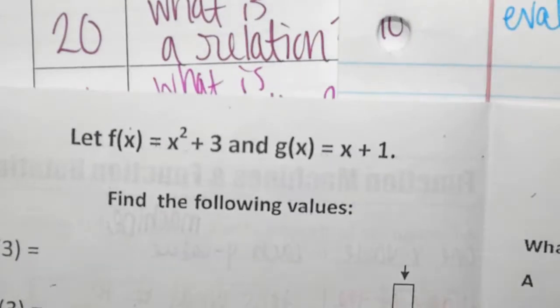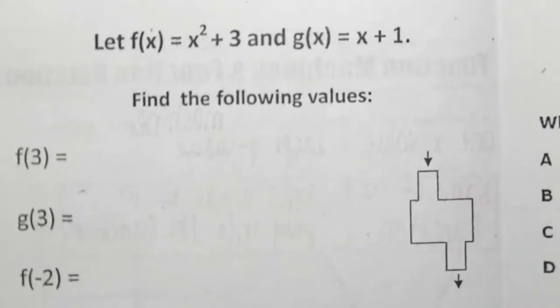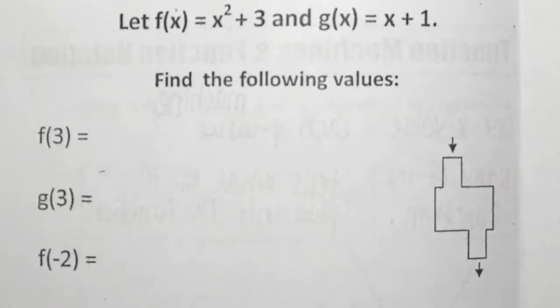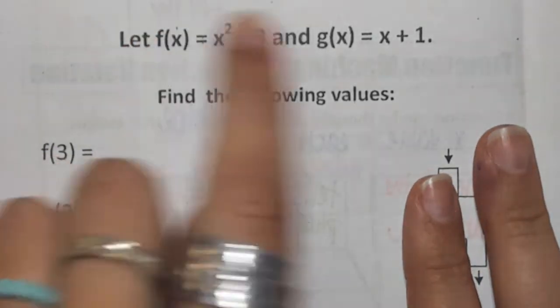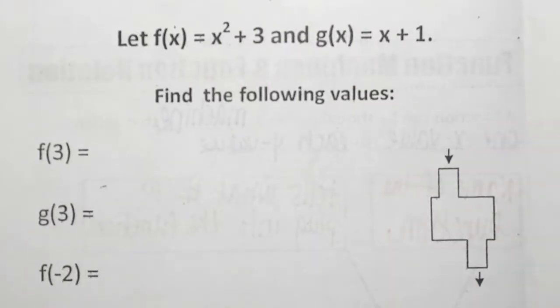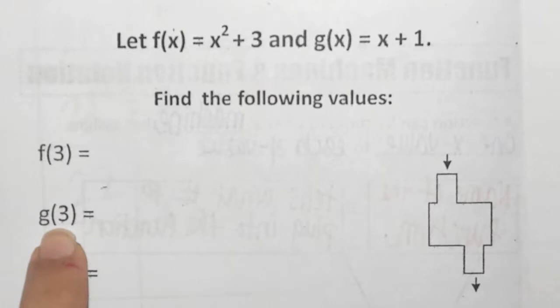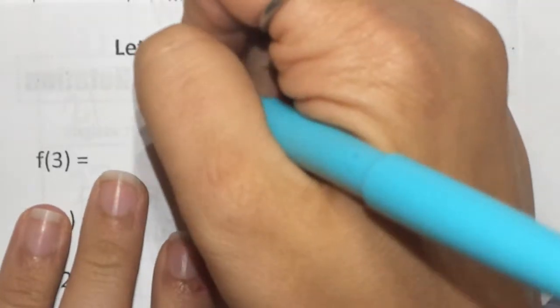Alright, let's look at the inside. Alright, so we have 2 different functions this time. We have f at x and we have g at x. So, do you think we're going to plug this first 3 into f or into g? Into f, because it says f at 3. And then what are we going to do for this one? Plug it into g.